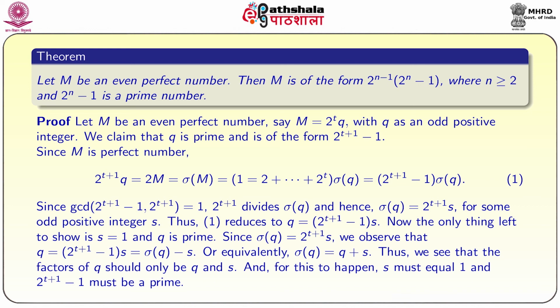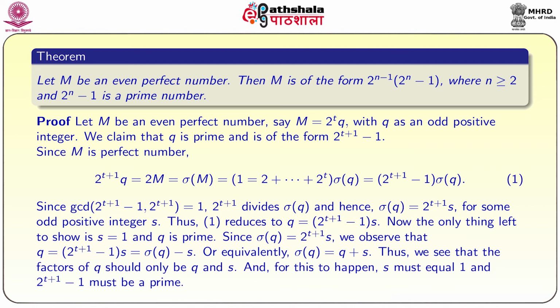So, what we have is, and further the GCD of 2 power t plus 1 minus 1 comma 2 power t plus 1 is 1, so 2 power t plus 1 has to divide sigma of q because of that. So, sigma of q is equal to 2 power t plus 1 into s for some odd positive integer s. Thus q reduces like this: q is equal to 2 power t plus 1 minus 1 into s.